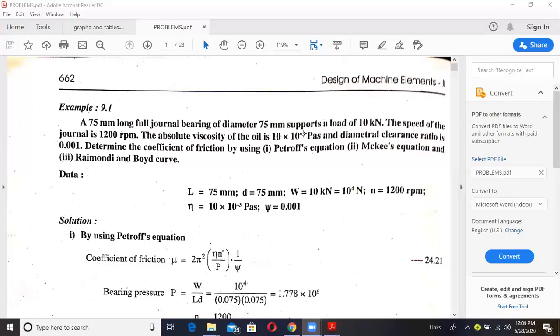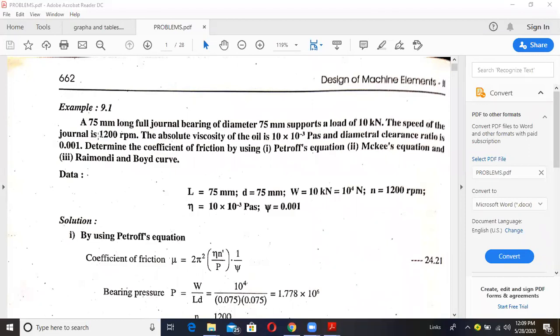So today's session will discuss problems. The first problem is a 75 long full journal bearing of diameter 75 that supports a load of 10 kilonewton.